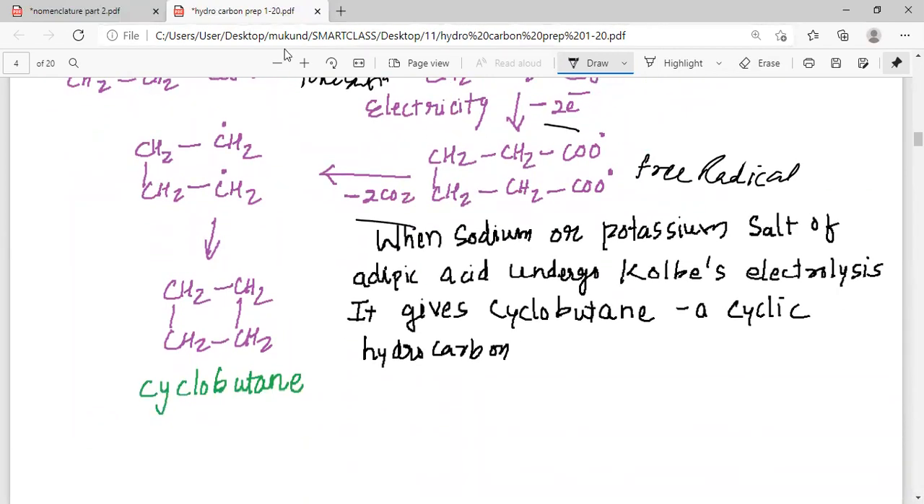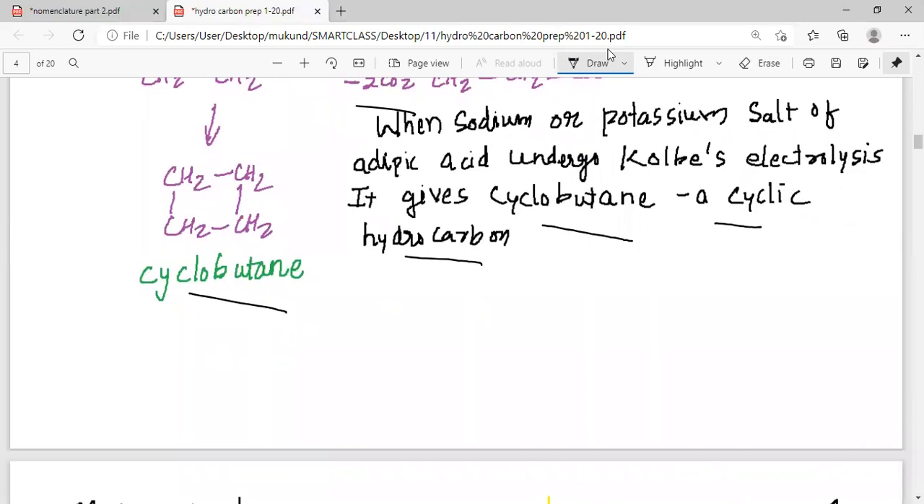Both these electrons which are present in the free radicals simply make a bond between these two CH2, and thus we have the bond formed between these two CH2, my dear students, and thus we have cyclobutane obtained by this method. When sodium or potassium salt of adipic acid undergoes Kolbe's electrolysis, it gives us cyclobutane, my dear students, which is a cyclic hydrocarbon.